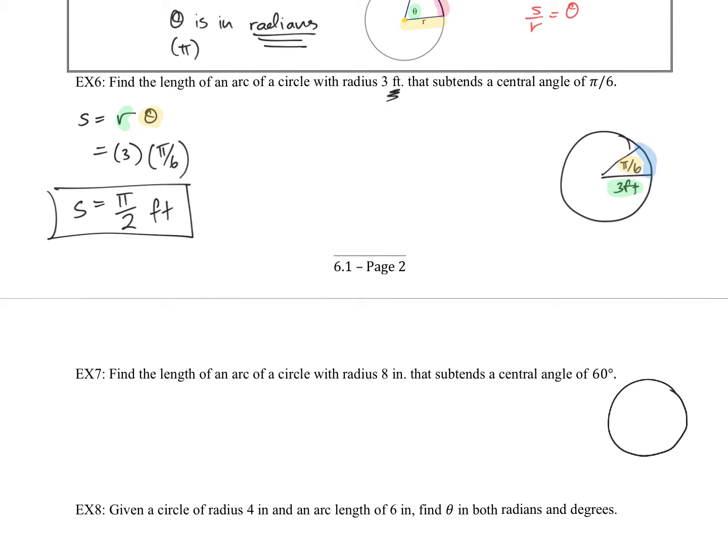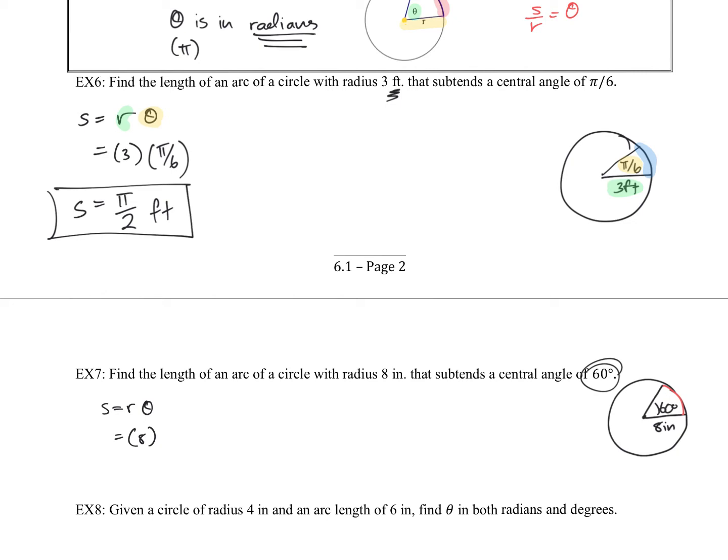Now we have the length of an arc, a radius of 8 inches, that subtends a central angle of 60 degrees. So something like this, 60 degrees. And we want to find s, the length. Well, we know the formula. s equals r times theta. We'll plug in our r value, which is 8, and our theta, which is... wait. Theta is supposed to be in radians. We are given degrees. We need to change this.